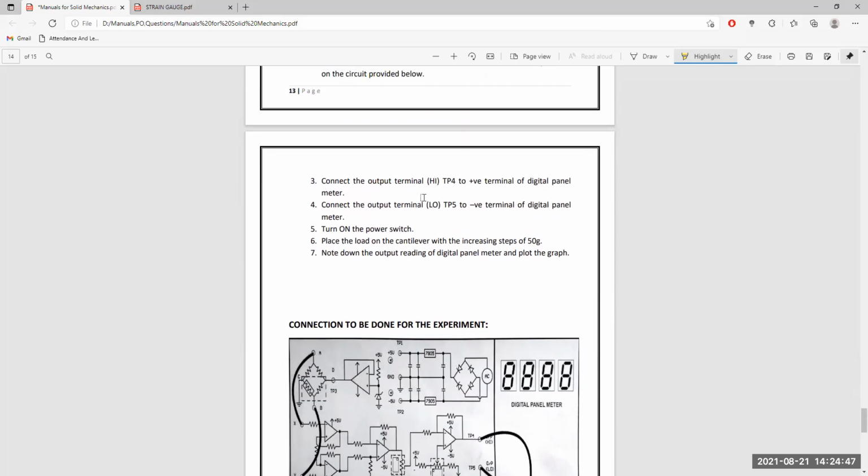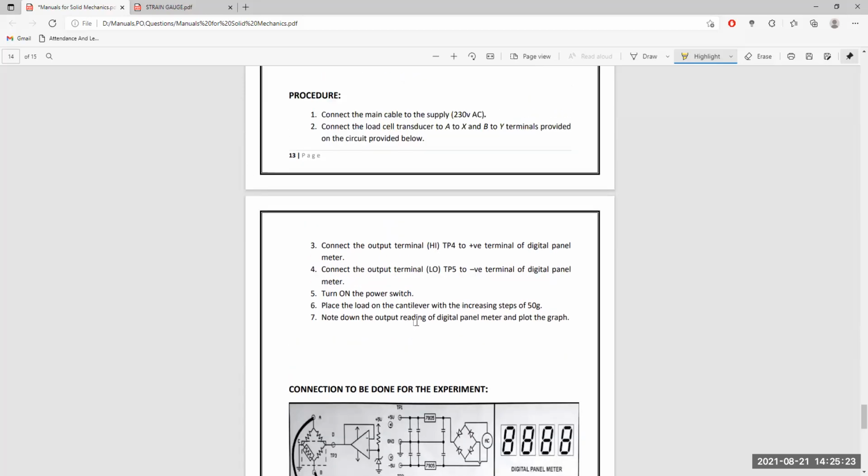Next, the HI terminal TP4 is the positive terminal of the digital panel, and the output terminal LO TP high is the negative terminal of the digital panel itself. Turn on the power switch. We have put the power to the setup. Wait for 3-4 minutes to get everything stable. Then place the load finally on the cantilever with an increasing step of more or less 50 grams, or as per availability. Note down the output reading of the digital panel meter and plot the graph itself.